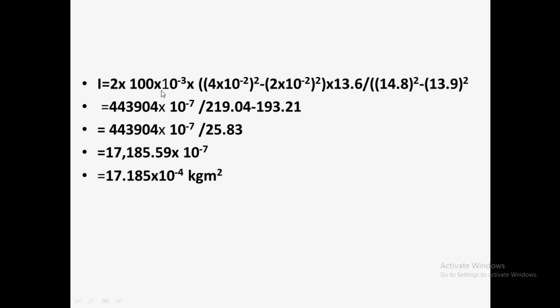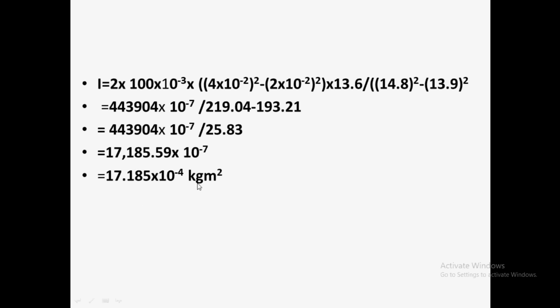So substituting everything, the numerator comes around like this. The power comes to minus 7. How does it come to minus 7? Here minus 3; if you square this one you get minus 4. So minus 4 minus 3 you get minus 7 here. Squaring these two and subtracting you get this answer. Dividing these two you get this answer. You have to rearrange it, bringing the answer into 10 power minus 4. So this answer comes like this, 17.185 into 10 power minus 4. So this is the I value.